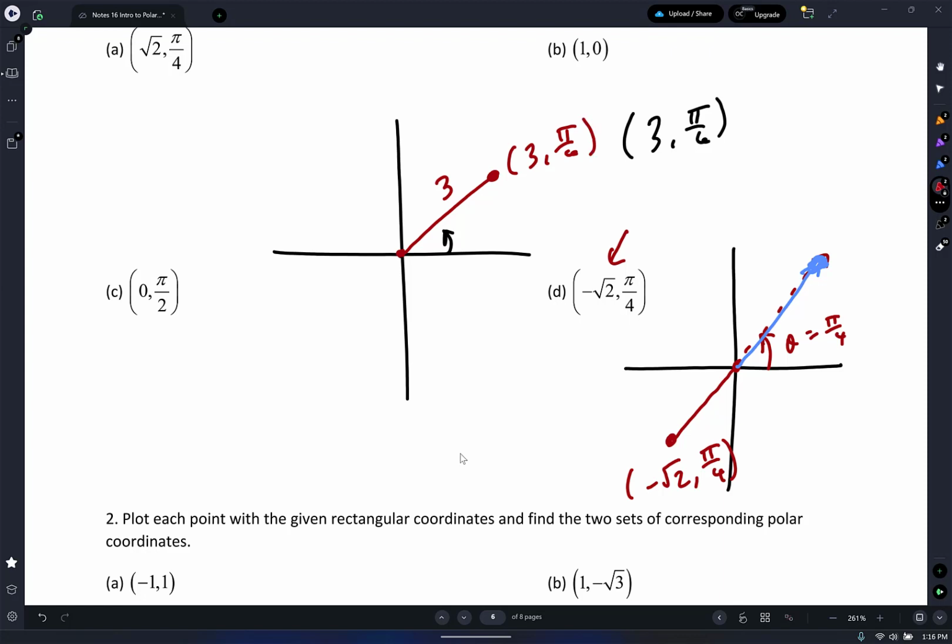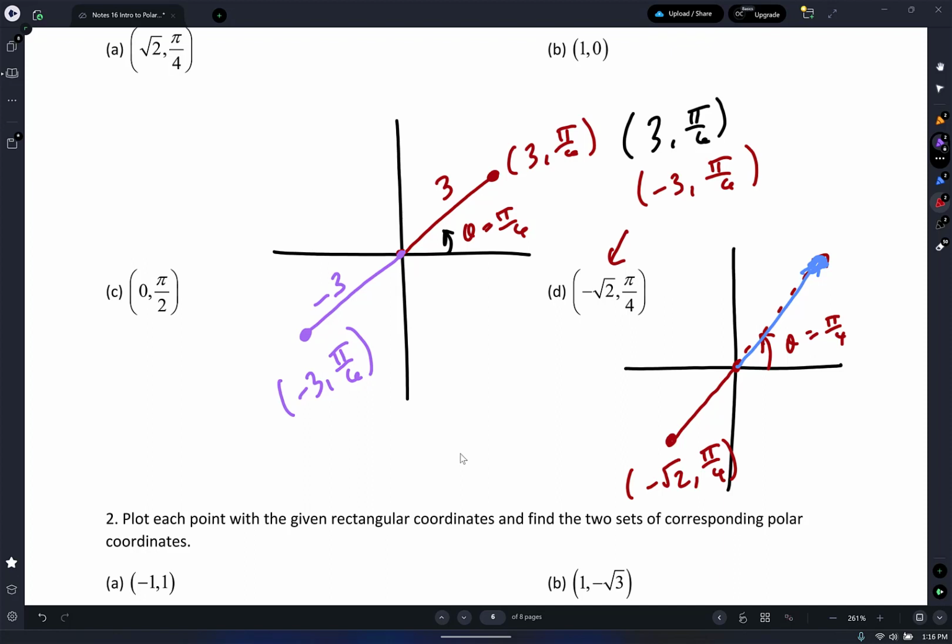But if I go negative 3 comma pi over 6, you do the same thing. That is still pi over 6 right here, but then you go backwards. I'm going to go the same distance, but backwards. So that's negative 3. See? So it's still pi over 6, but then I went backwards to negative 3. So this coordinate here would be negative 3 comma pi over 6. Does that make sense? Yep. I went square root of 2 to the back.